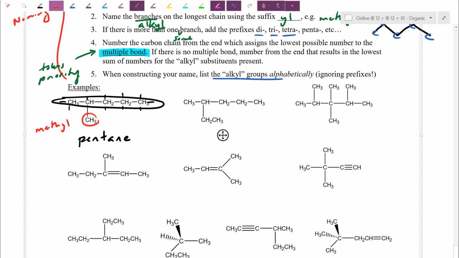Where is that methyl branched off your parent? As I count my parent, I want to count so that the methyl branch occurs at the smaller number. If I count left to right, it's going to occur at 2. If I count right to left, it's going to occur at 4. So this one here would actually be 2-methylpentane. It basically would have been a pentane, 5 carbons all single bonded, but at position 2, it has a 1 carbon branch on top of it. The carbon branch has a YL ending.